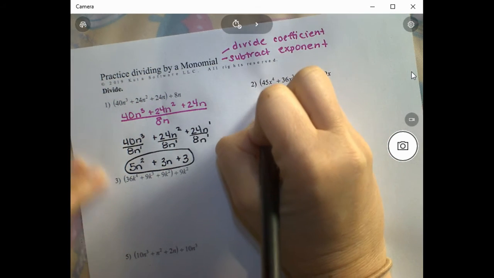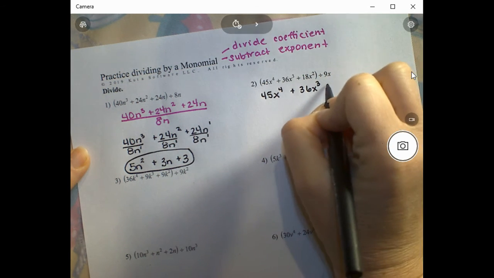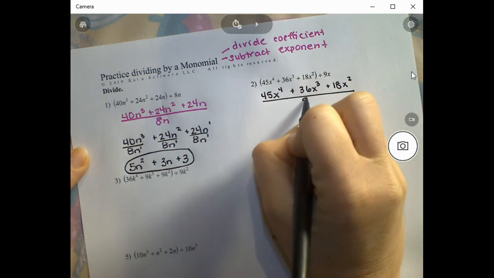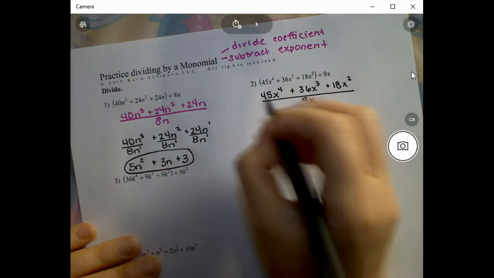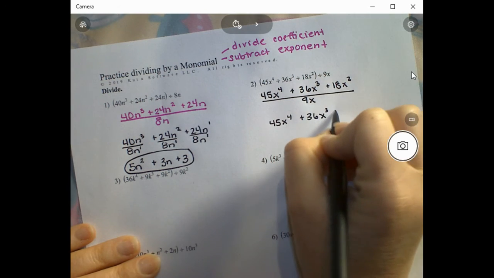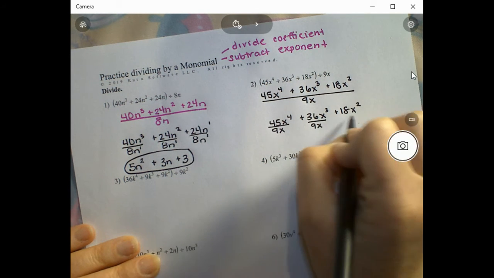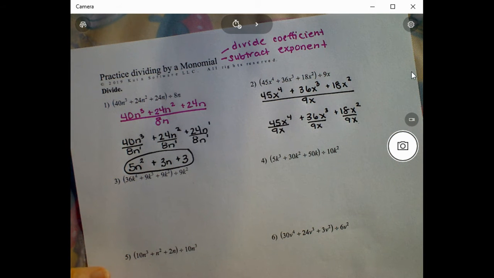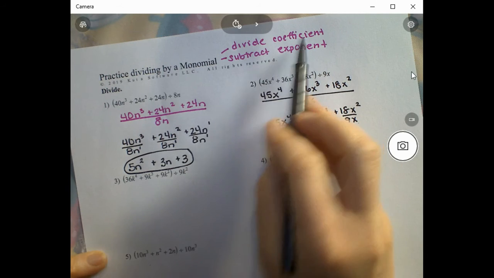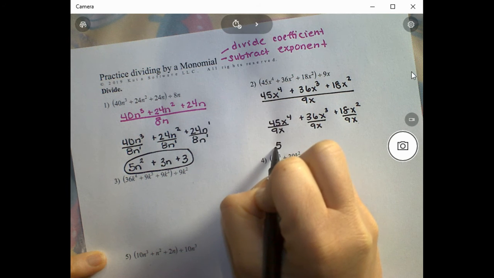We have 45x to the fourth plus 36x cubed plus 18x squared. And we're going to divide the whole thing by 9x. When you do that, you kind of distribute that 9x to each term. All right, and now we're going to follow these rules. Divide coefficients, subtract exponents.